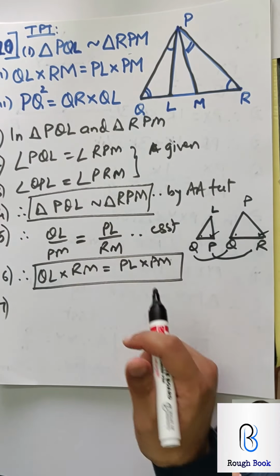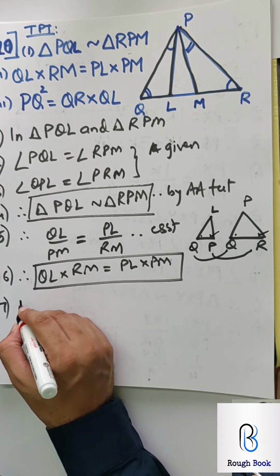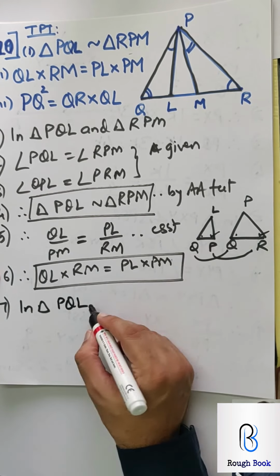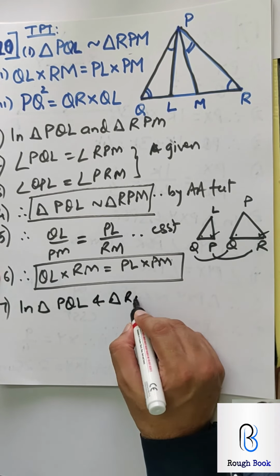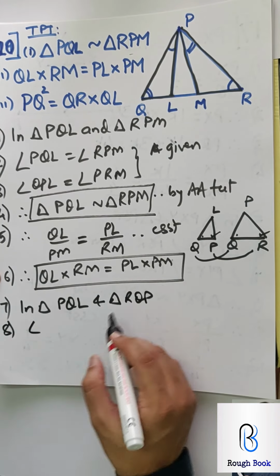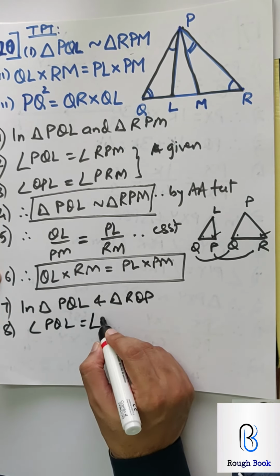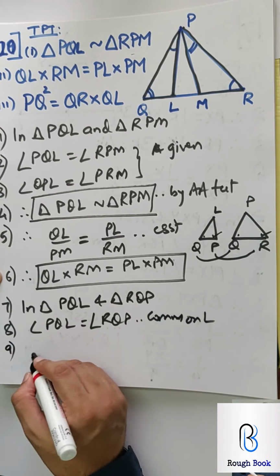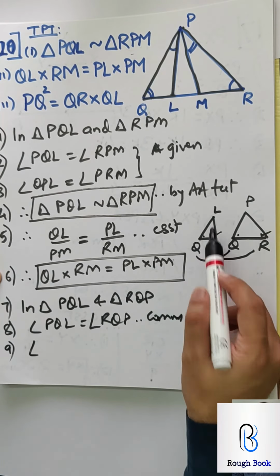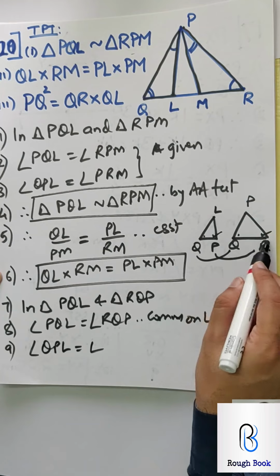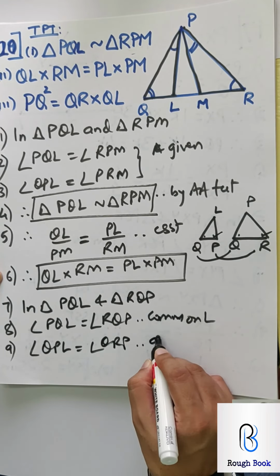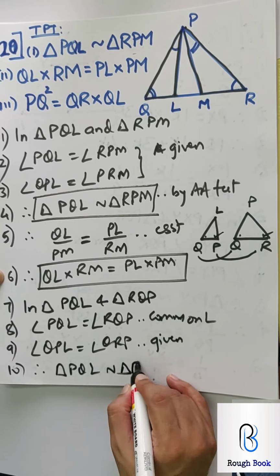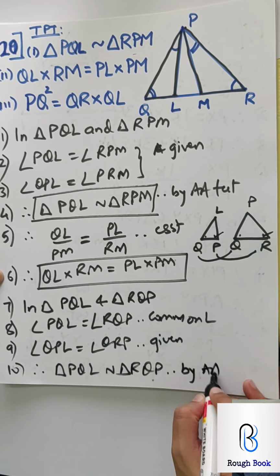Once you get them similar, CSST. So same 6 steps once again. Let's try. Come on, pause the video, try on your own. So in triangle PQL and triangle RQP, give correct one-to-one correspondence please. So angle PQL equals angle RQP, common angle. Angle QPL is equal to QRP, reason given, and therefore triangle PQL is similar to triangle RQP by AA test.